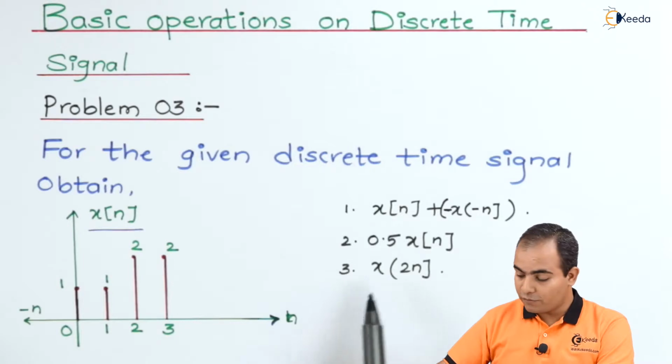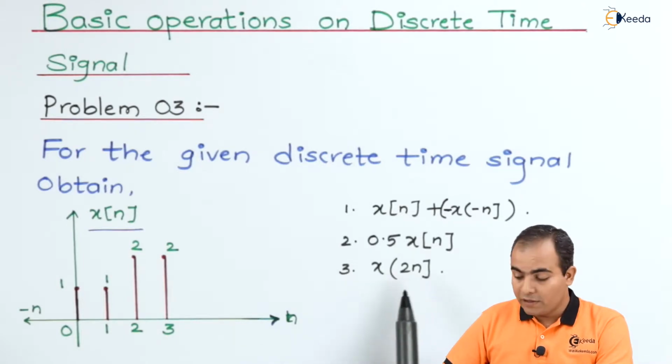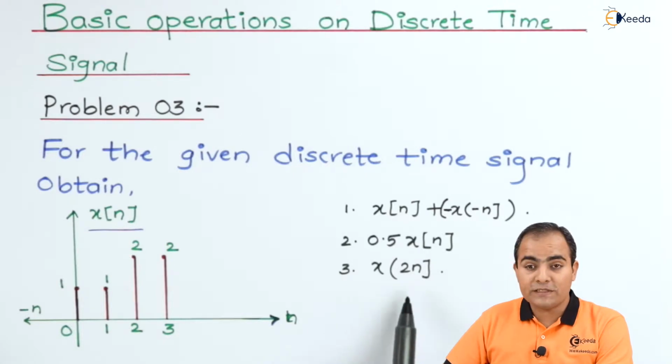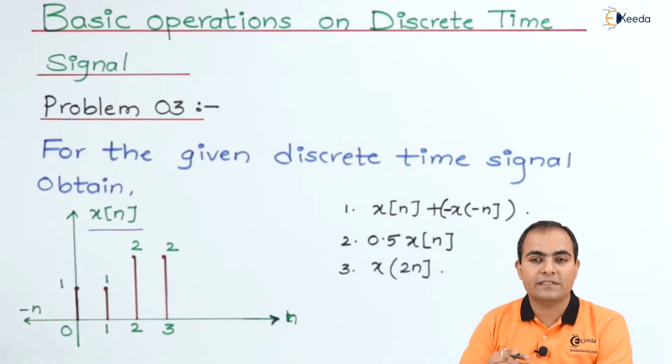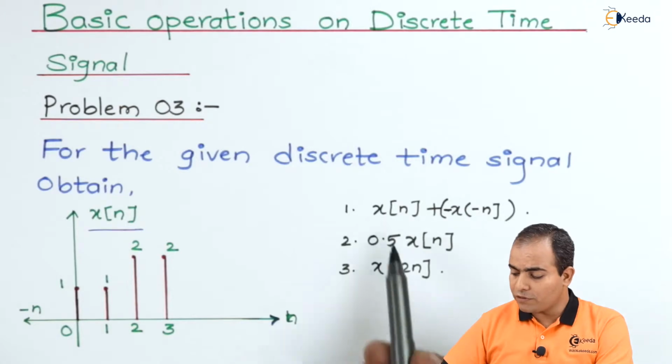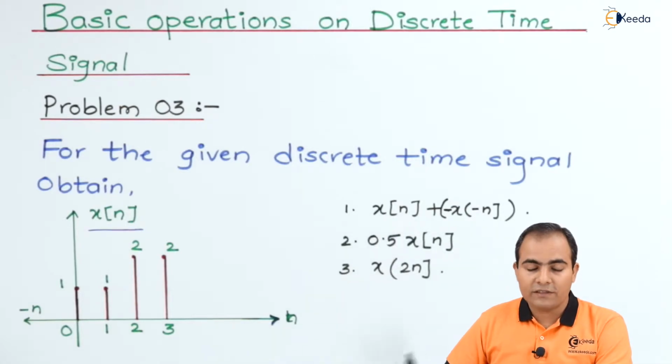And in the third case, what is mentioned? x of 2n. Now here the 2 is multiplied with n, which means here we are going to use the time scaling property. Now how to solve all these questions, we'll see one by one.